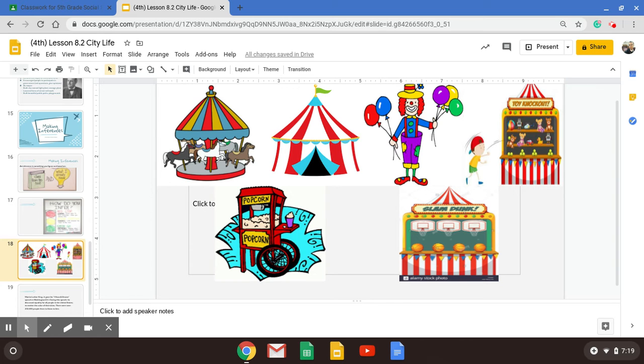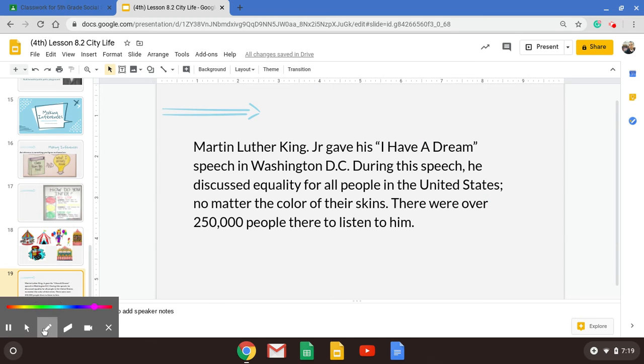So let's try it again. So it says Martin Luther King Jr. gave his I Have a Dream speech in Washington, D.C. During this speech, he discussed equality for all people in the United States, no matter the color of their skin. There were over 250,000 people there to listen to him.